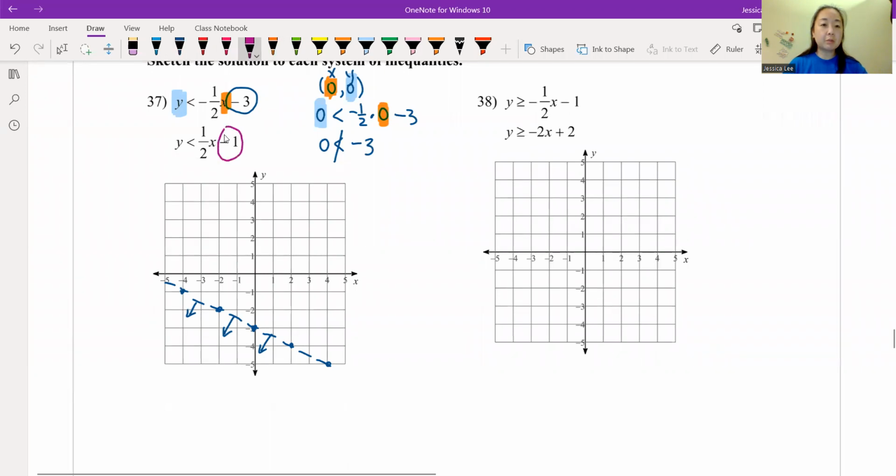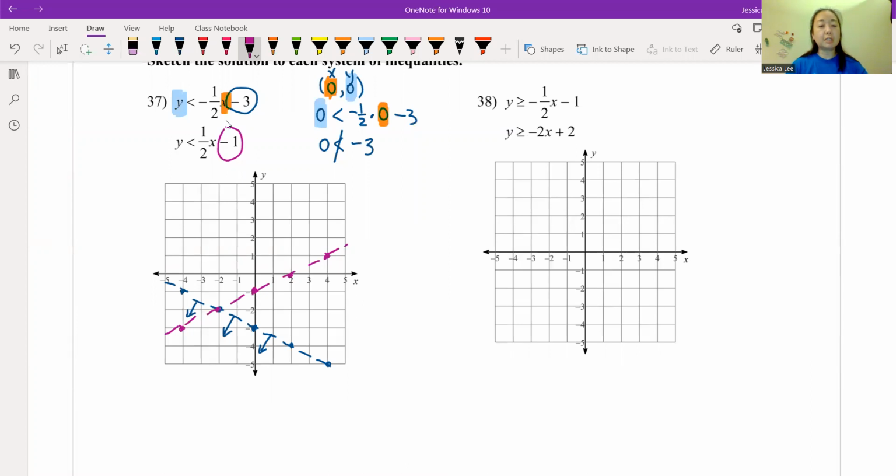So again, we have this -1 right here. Let's start right there at -1. It's going to be 1/2, so it's going to be up 1 to the right 2, up 1 to the right 2, or down 1 to the left 2. Either way. And again, this is dotted because there's no line underneath. All right, there we go.